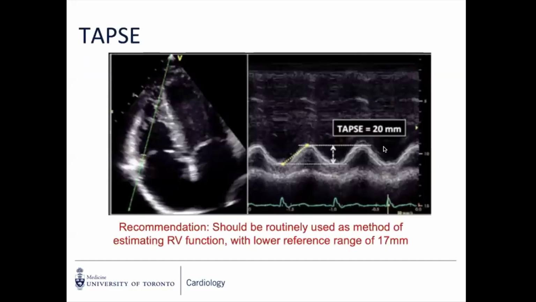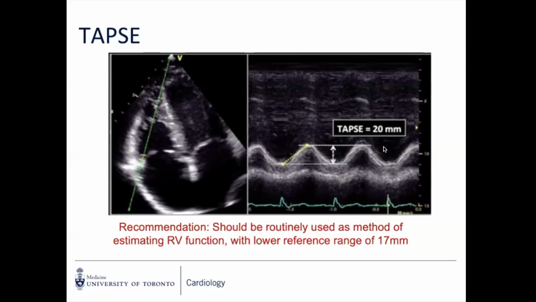First and foremost amongst these is TAPSE, and this is on our RV focused view or four-chamber view. We use M mode along the lateral tricuspid annulus, and you need proper alignment in this view to try to be as parallel as possible to the lateral RV annulus. You're looking for excursion from diastole to the end of systole. Abnormal is considered less than 17. This is very angle dependent, and so if you don't actually center your RV, it can be underestimated.